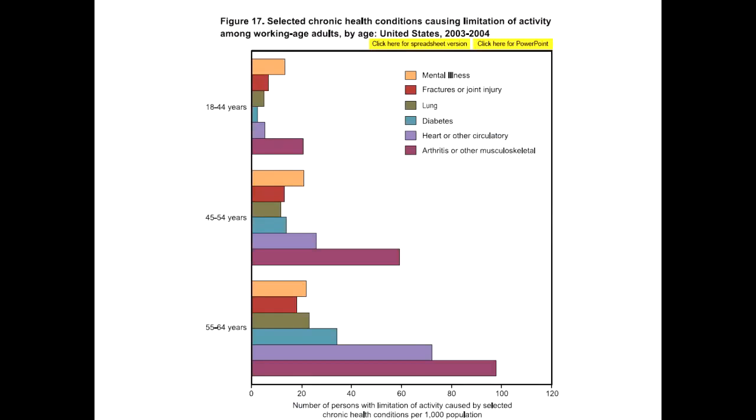This is another slide showing you a little bit about some of the limitations of activity and some of the disability that comes with the different common chronic diseases. And you'll notice mental illness, lung disease, diabetes, etc. And if you scroll down and look at arthritis and other musculoskeletal conditions, this can really become quite a huge problem for patients, especially as they get older. And you'll notice down at the bottom that the number of people that deal with this is just staggering. It's absolutely staggering.